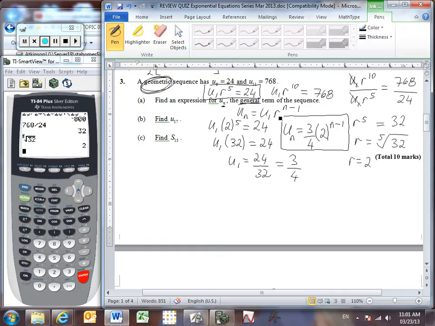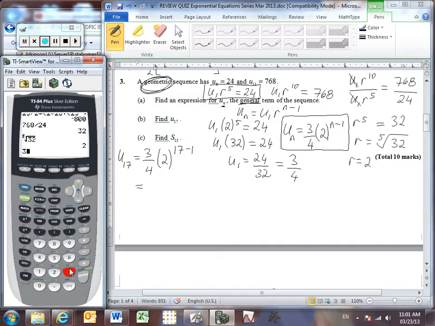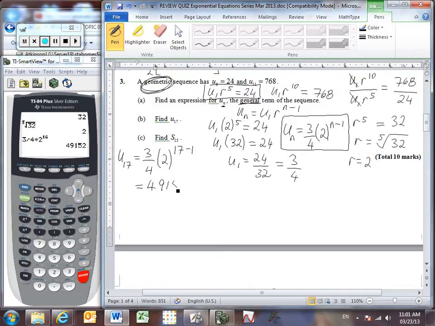Part B asks us to find u17. So of course we just have to substitute the 17 in for n now. So u17 equals 3/4 times 2, yes, that's right, to the power of 17 minus 1, or to the power of 16 if you like. And on the calculator, let's see, 3/4 times 2 raised to the power of 16. And it gives us 49,152. And part C asks us to find the sum of the first 15 terms.